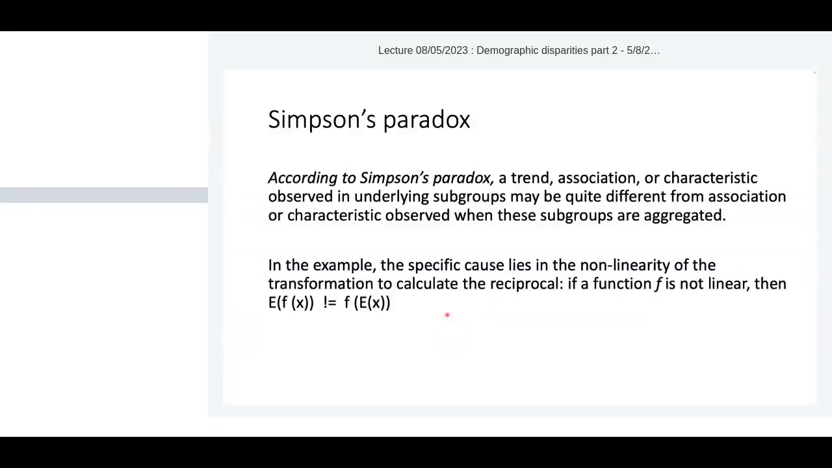In this specific example, the problem arises because we have a non-linearity in the transformation of the reciprocal. That means that if you have a function f that is not linear, and our function, the division, is not linear, then the average of the results of the function is different from applying the function to the single averages. This is specific to this example. Then you might have many other explanations and occurrences of the Simpson paradox. The important thing is that you remember the Simpson paradox. What is the Simpson paradox?